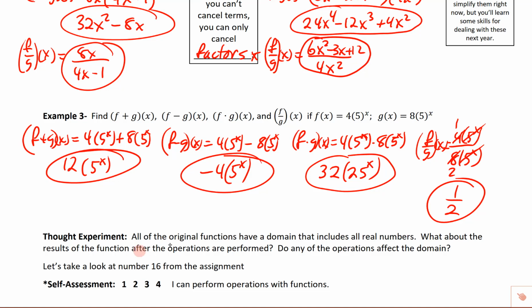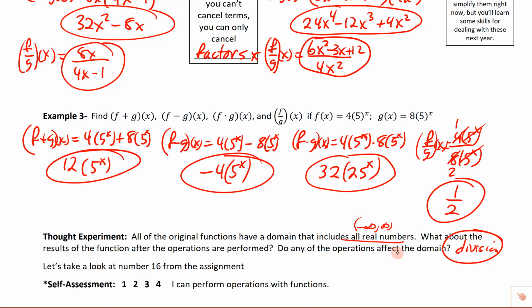Now, a little thought experiment here. All of the original functions that we've been working with up here, they all have a domain that includes all real numbers. So that would be negative infinity to infinity. Now, the results of these operations, when we add them, subtract them, multiply them, or divide them, that may change a little bit. So did any of the operations affect the domain? Well, adding isn't going to introduce any domain problems. Neither is subtracting, and neither does multiplication, but division does. So we might have to be a little bit careful when we're finding division. Now, we didn't ask you to do any of this.